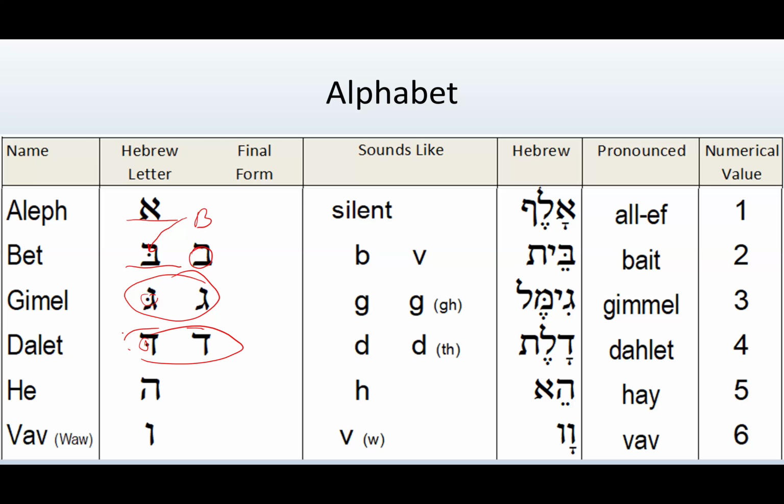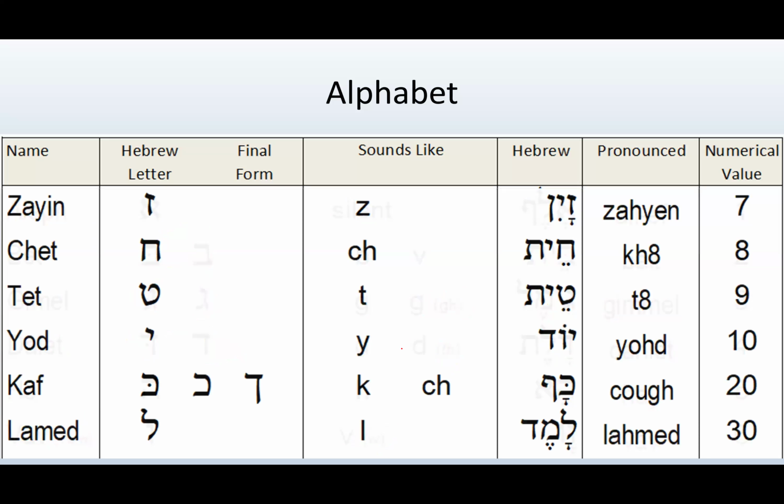The wa and W on here, I would just remove those because I don't teach traditional pronunciations. And same way with these non-dagesh gimels and dalets. Those are the traditional pronunciations. We just, vav is always a V sound. Okay. Zayin is a Z sound.